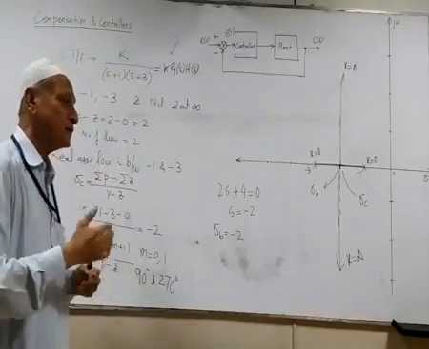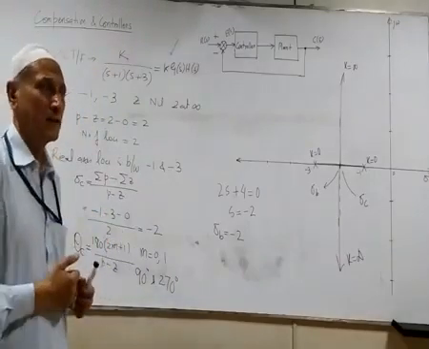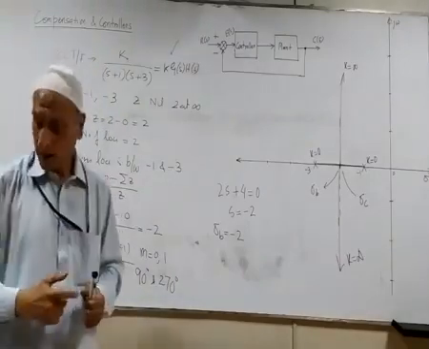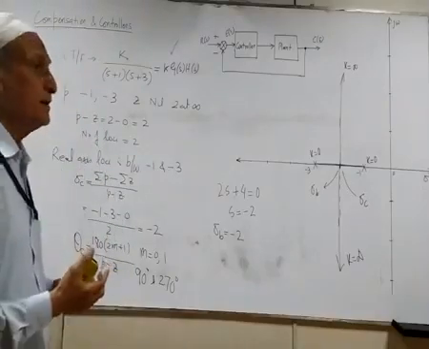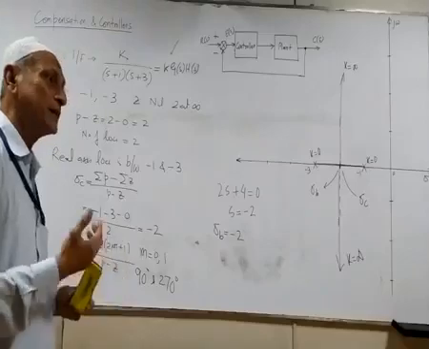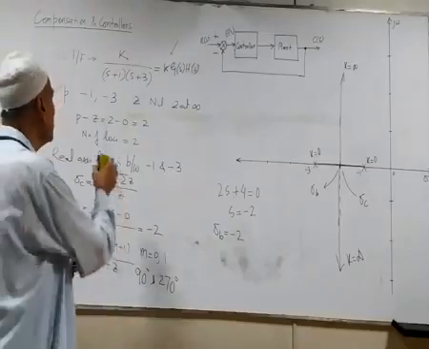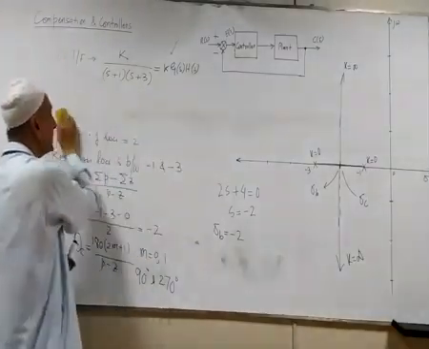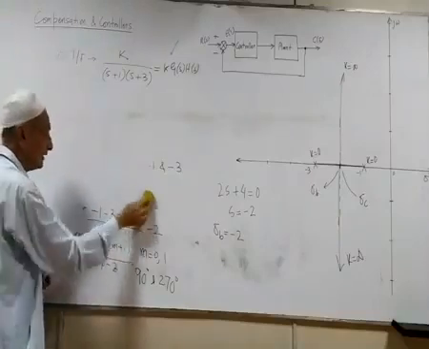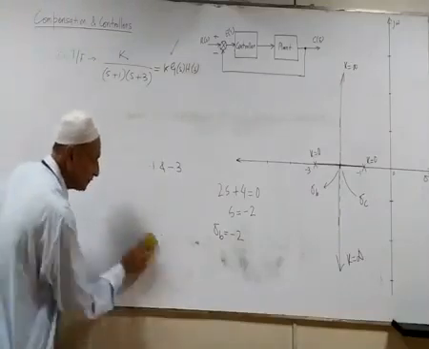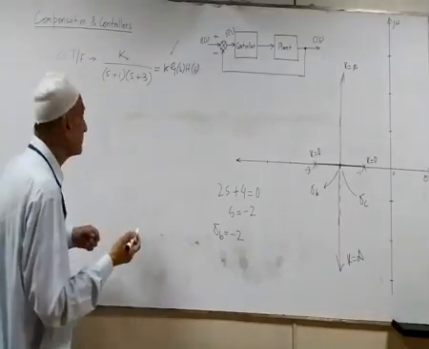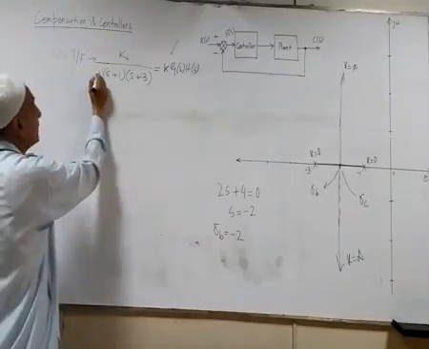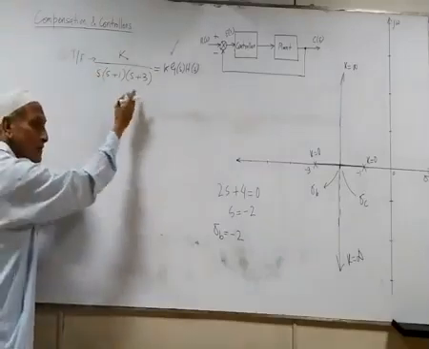However, let's do a little modification with this system. In the previous case, we incorporated a 0 at the origin. Now, in this case, we will incorporate a pole at the origin, a simple pole at the origin, having a transfer function 1 over s. So this means we will modify the function, which now becomes this one.